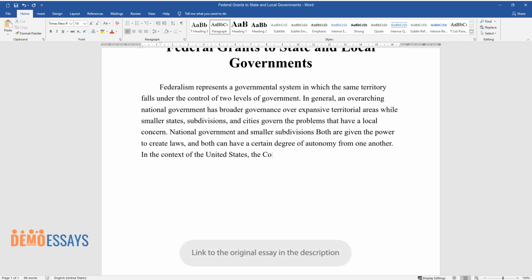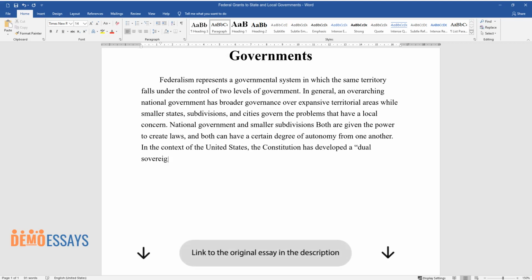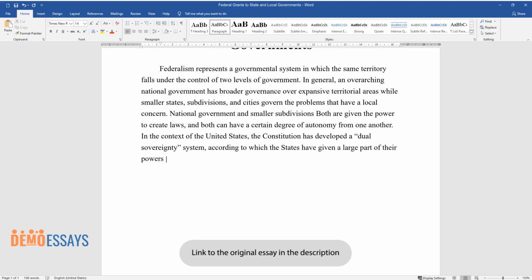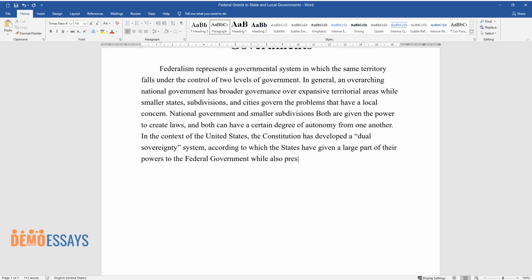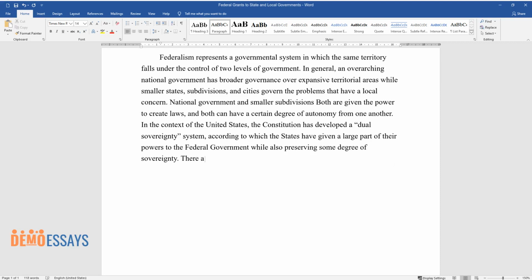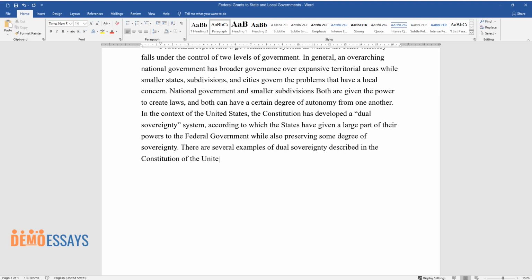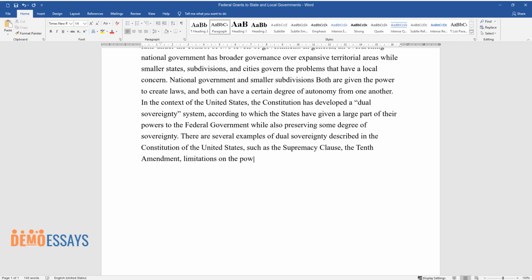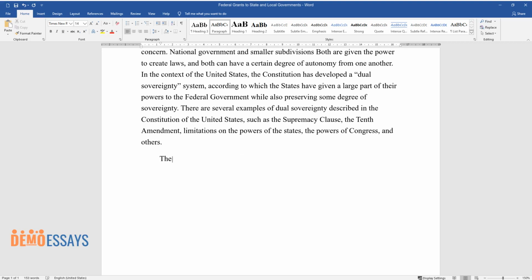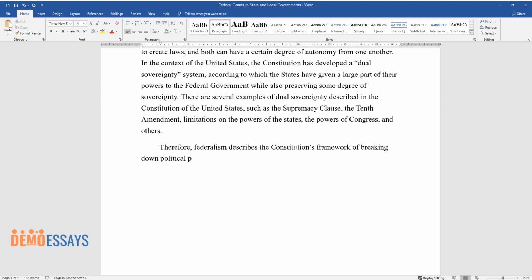In the context of the United States, the Constitution has developed a dual sovereignty system, according to which the states have given a large part of their powers to the federal government while also preserving some degree of sovereignty. There are several examples of dual sovereignty described in the Constitution of the United States, such as the Supremacy Clause, the 10th Amendment, limitations on the powers of the states, the powers of Congress, and others. Therefore, federalism describes the Constitution's framework of breaking down political power between the national government and the states.